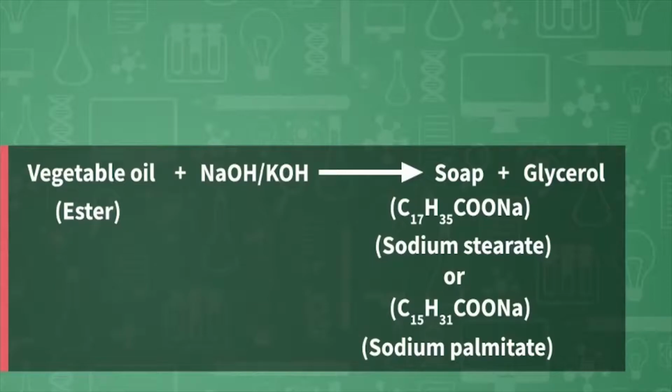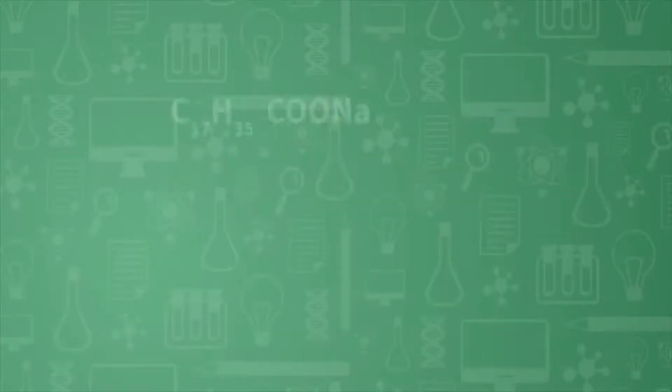If we take sodium hydroxide, the formula of a soap molecule is C17H35COONa. This salt is called sodium stearate. This is the commonly used soap, and the other soaps are C15H31COONa, that is sodium palmitate, and another soap is C17H33COONa, that is sodium oleate.